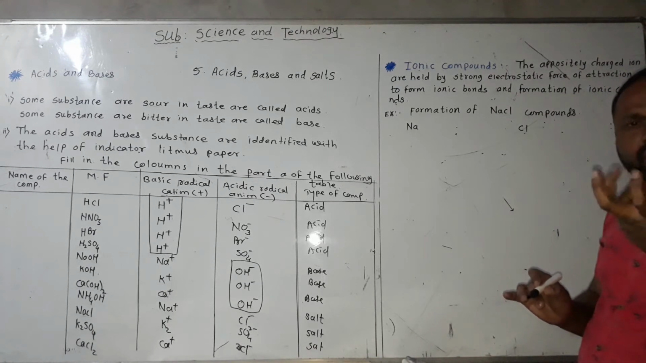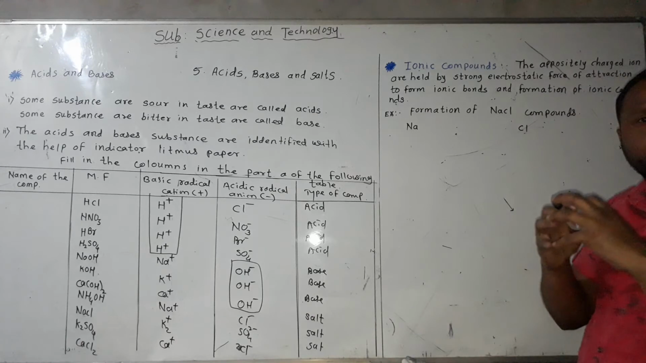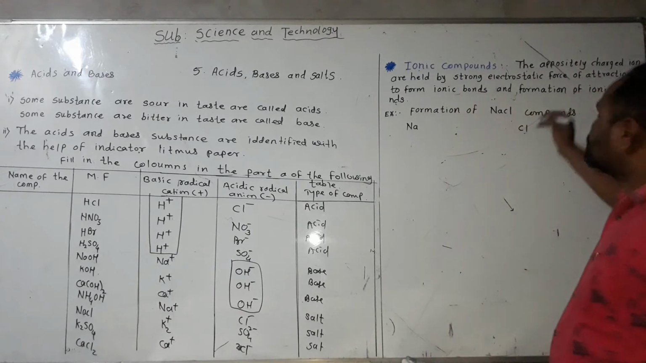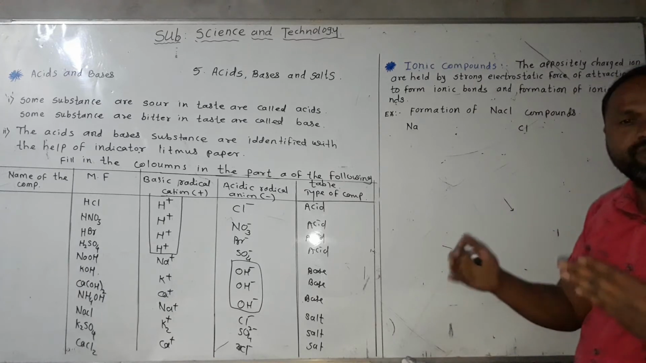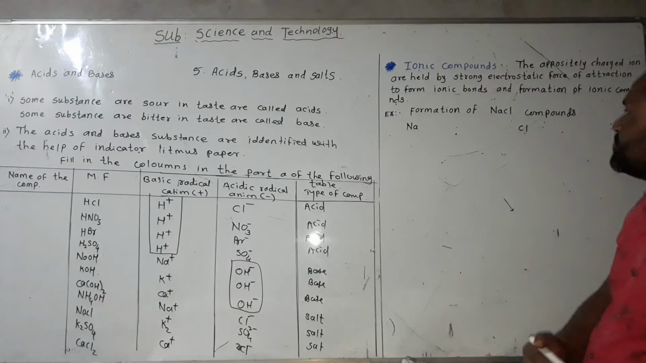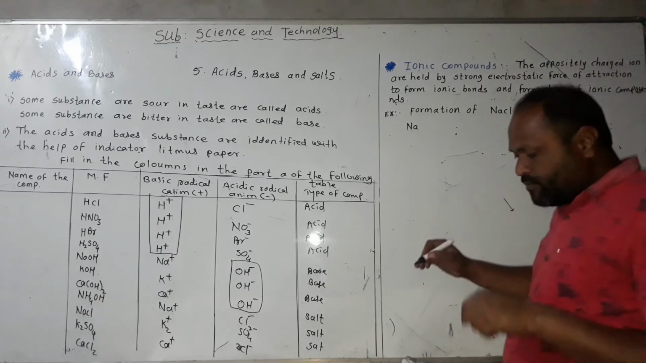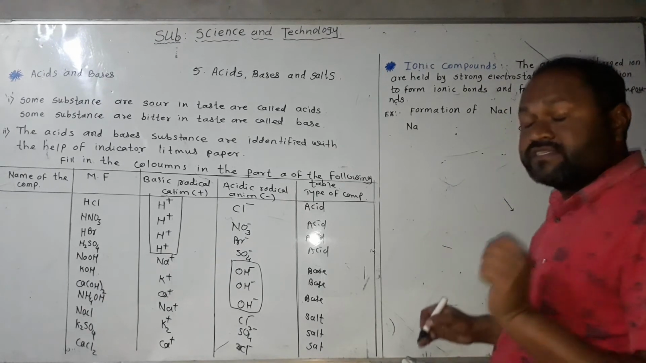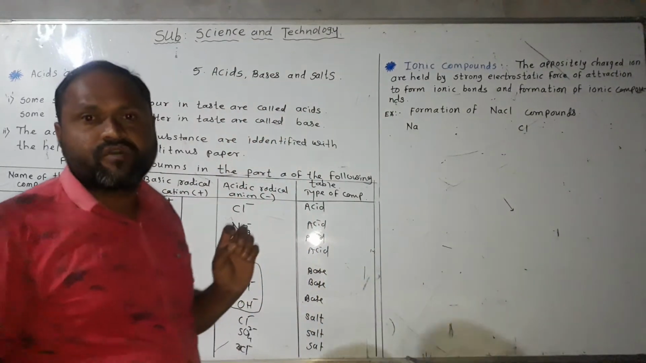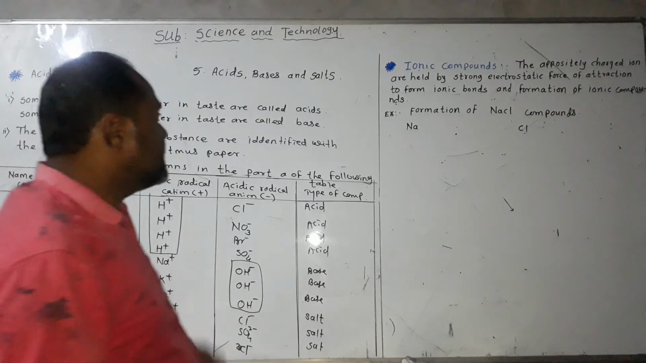We have to held by strong electrostatic force of attractions, and to form an ionic bond and formation of ionic compounds. त्यामध्ये ionic bond तयार होतात आणि कशाचं फॉर्मेशन होतं? ionic compounds फॉर्मेशन होते. We take the example of NaCl. We have to clear or inform about NaCl.